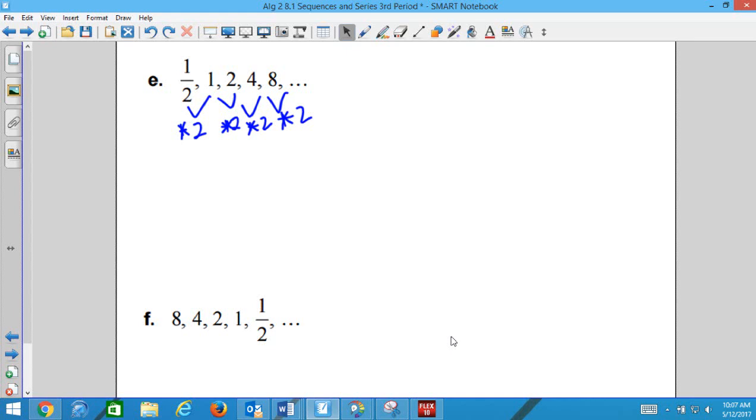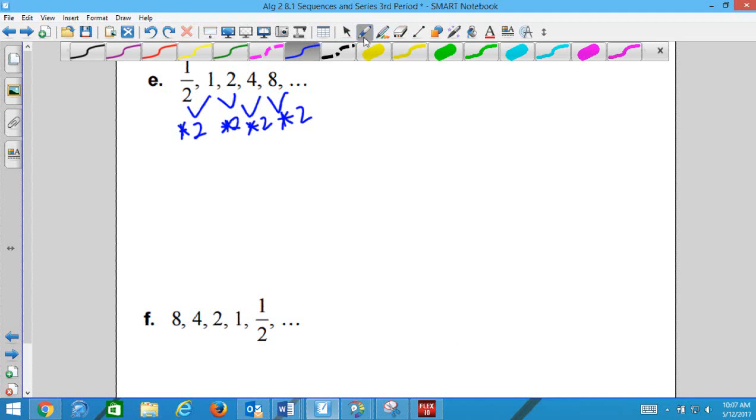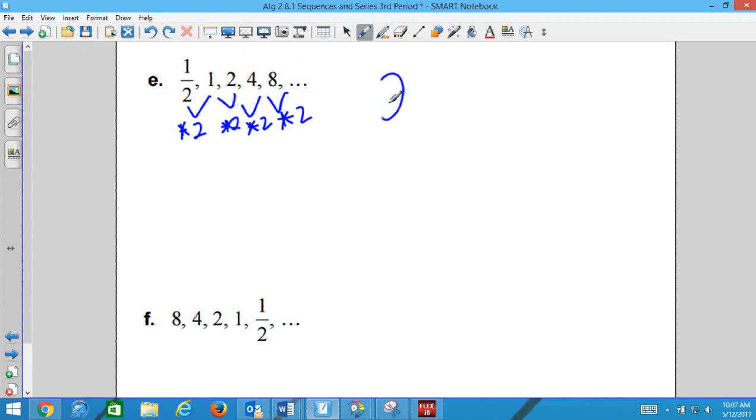So we are multiplying by 2 each time. When you are multiplying by the same number every time, your formula will start out with that number to an exponent. That's what's going to happen for sure. Your a sub n is going to start out with what you're multiplying by to an exponent.